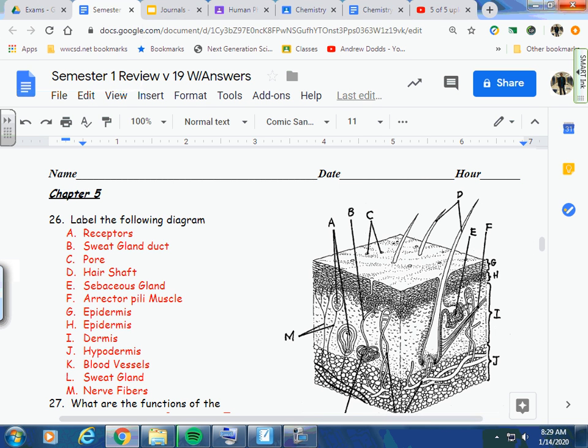Okay, yes. So this is the chapter 5 portion of the exam review. We already did chapter 6, so this will be the conclusion. On number 26, we're labeling this section of skin.